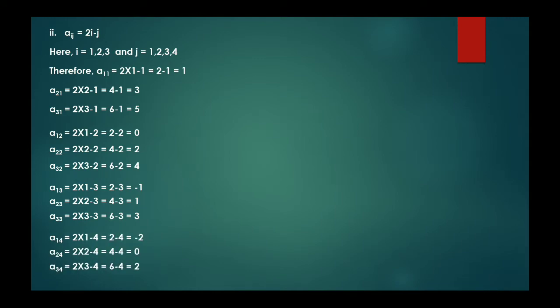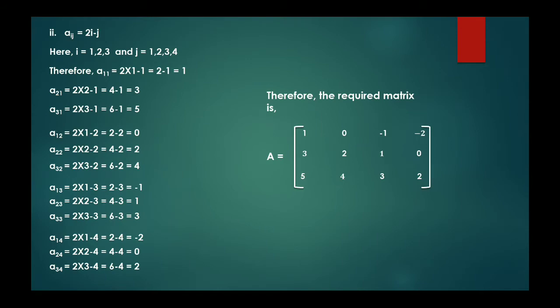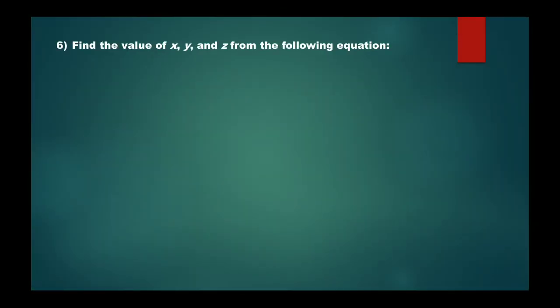A14 is 2 into 1 minus 4, that's 2 minus 4, that's minus 2. And A24 is 0, A34 is 2. So the resultant matrix is 1, 0, minus 1, minus 2, 3, 2, 1, 0, 5, 4, 3, 2. This is our resultant matrix. Make sure you solve all the steps. Pause the video and try solving it. The next question: find the value of x and y and z from the following equation.